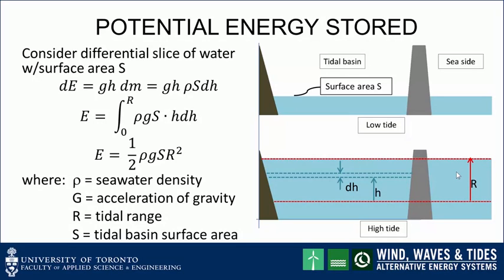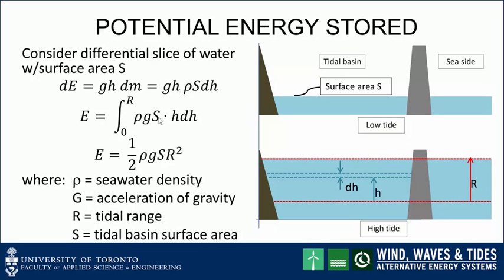The bottom red line marks the low tide height, and then this represents the upper height, so this is the tidal range, capital R. What we want to do then is to look at the potential energy of a differential mass. This would be a thickness dH here, and its volume then is dH times the surface area S. That gives us the volume, and we multiply that by the density to give us the mass, and then the differential potential energy is g H times dm.